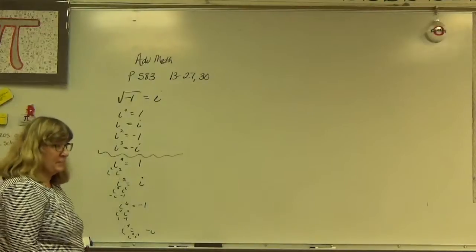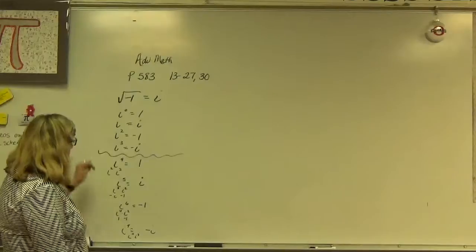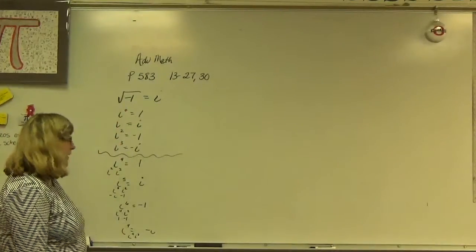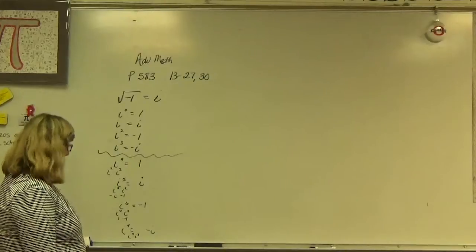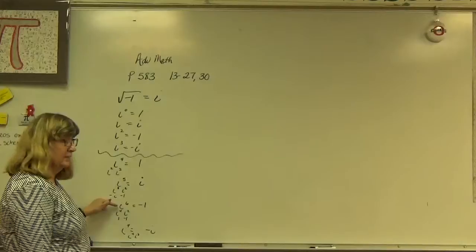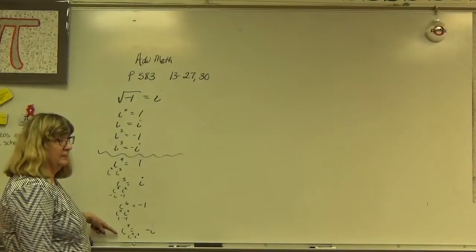Kind of like Mississippi, crooked letter, humpback, humpback, that same principle. So it goes 1, i, negative 1, negative i. So if I ask you what i to the eighth is, what would your answer be? 1. i to the ninth? i. i to the 10th? Negative 1. i to the 11th? Negative i. So it's A, B, negative A, negative B.